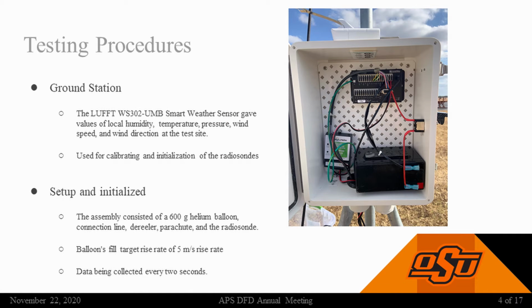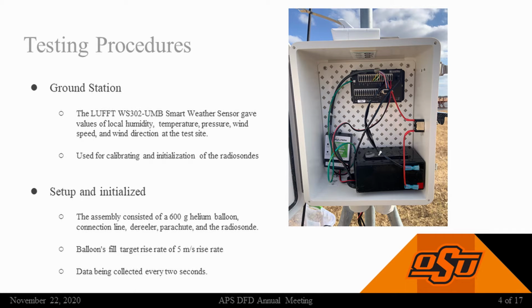A test with the Oklahoma State team begins with setting up the ground station. We used the Lufft WS302 UMB smart weather sensor, which gave us the local values of humidity, temperature, pressure, wind speed, and wind direction at the test site. These values were used for calibrating and initializing the radiosondes for flight.